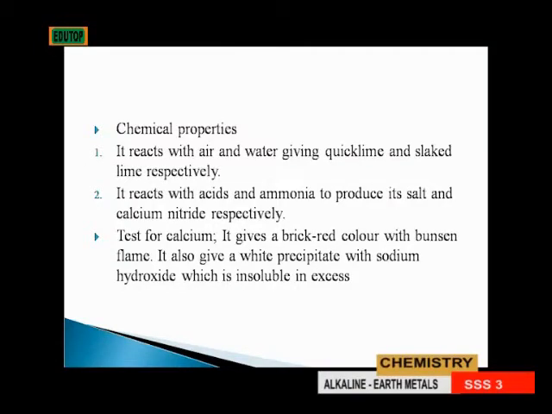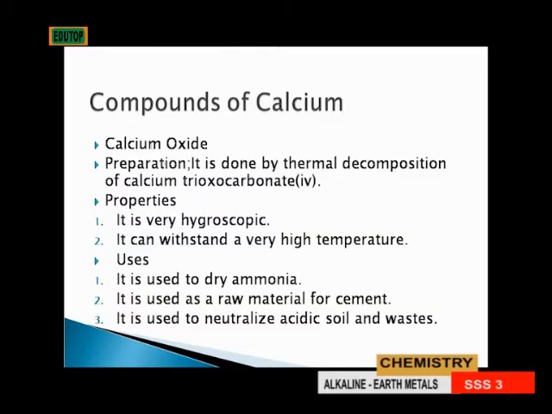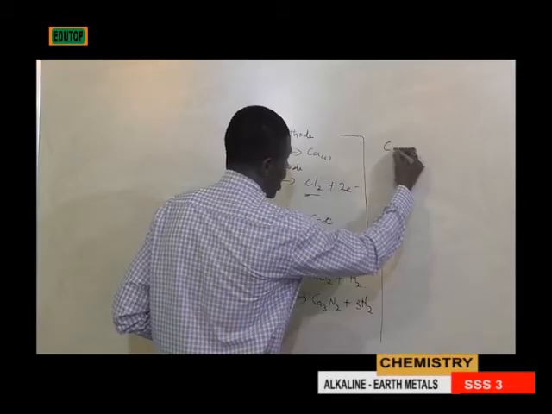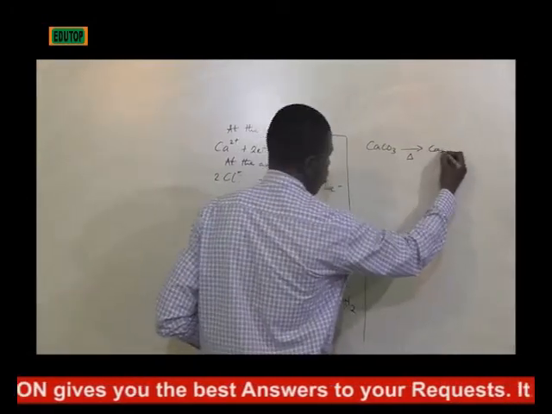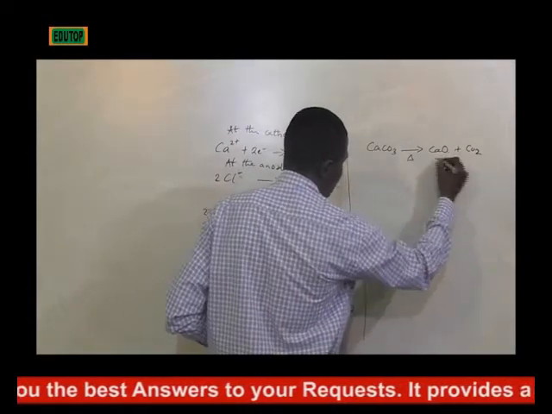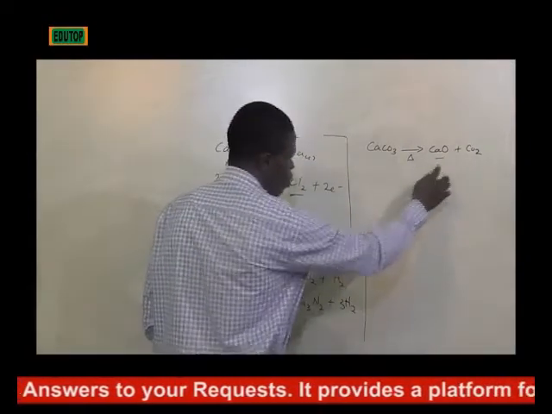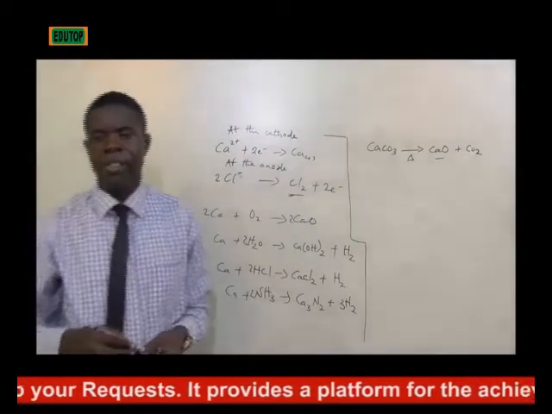with bouncing flame. It also gives a white precipitate with sodium hydroxide, which is insoluble in excess of it. Compounds of calcium. The first one is calcium oxide. Preparation. It is done by thermal decomposition of calcium trioxocarbonate (IV). When calcium trioxocarbonate (IV) is heated, it will give calcium oxide plus CO2. That is the way in which calcium oxide is being prepared.